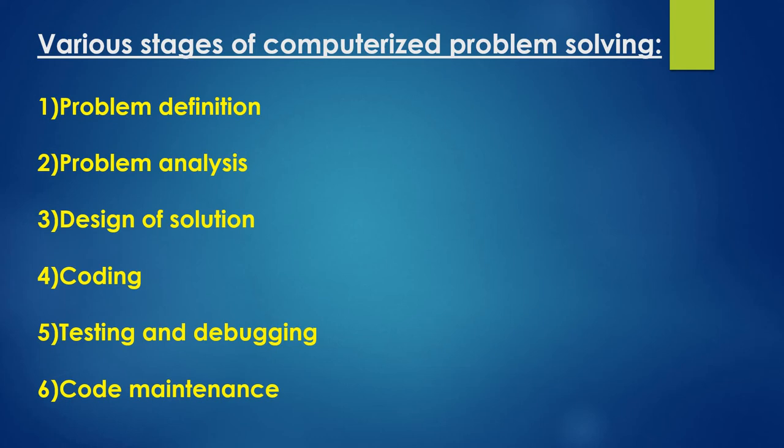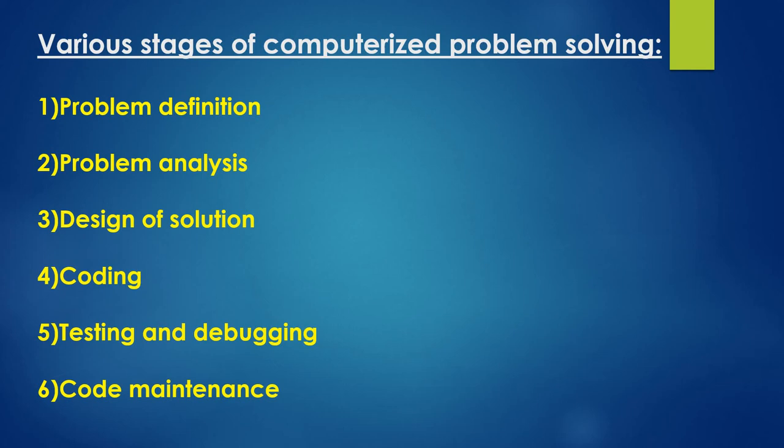Third one, design of solution. Design tools are algorithm and flowchart. After understanding the problem, you need to write the algorithm and draw the flowchart. Then, after writing the algorithm, we need to convert that algorithm into a program using one programming language, that is called coding. This year we are using C++ for writing the program.